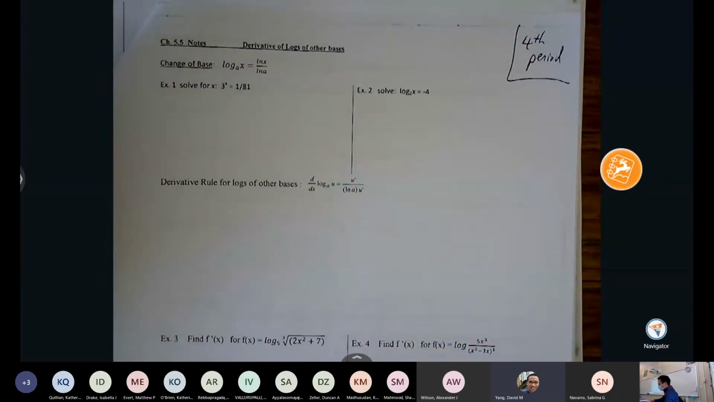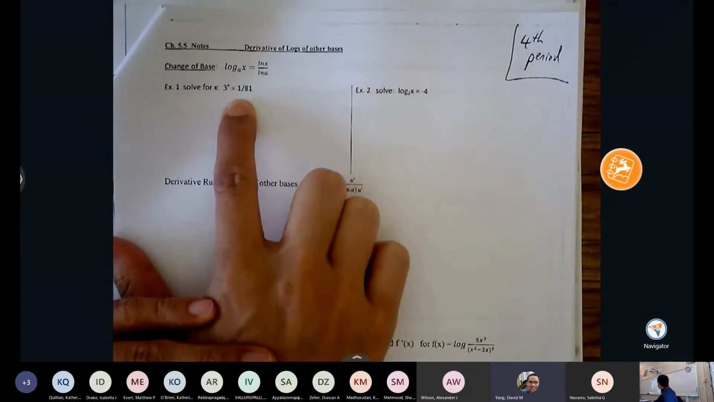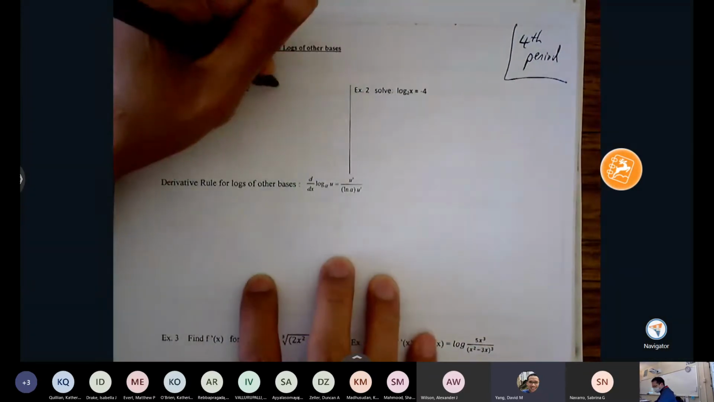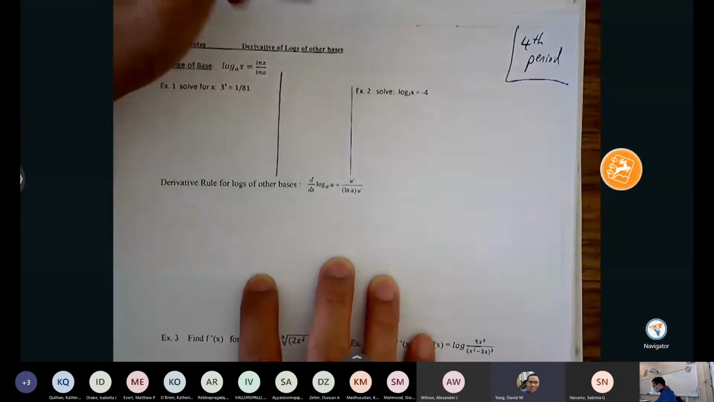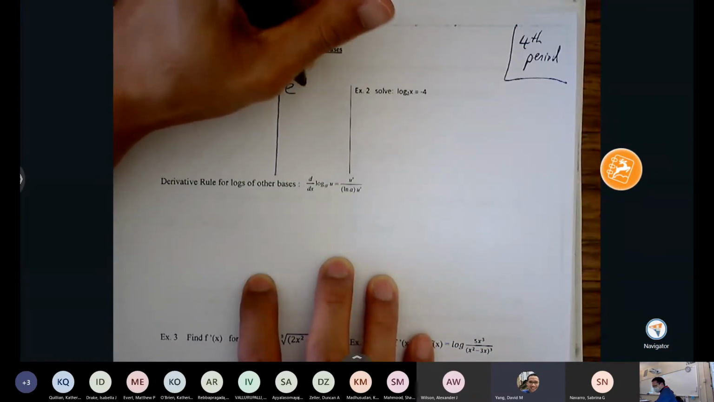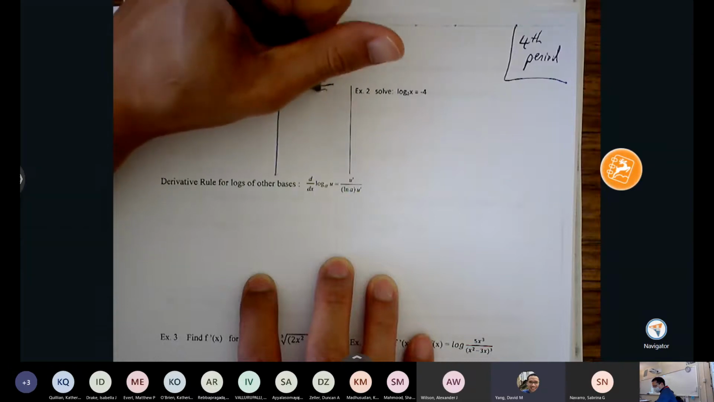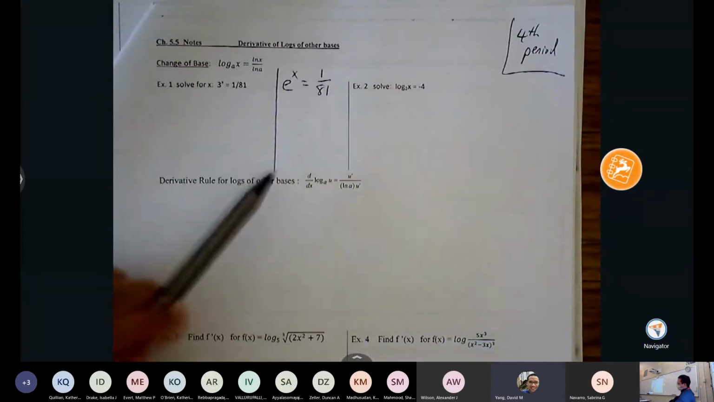So I want to start off with something that we know how to do from these previous solving equations that we did. So before we look at 3 to the x equals 1 over 81, let me put this to the side so that we can just compare it with something that we know how to do. Let's say I gave you e to the x equals 1 over 81. Now, we want to solve for x.